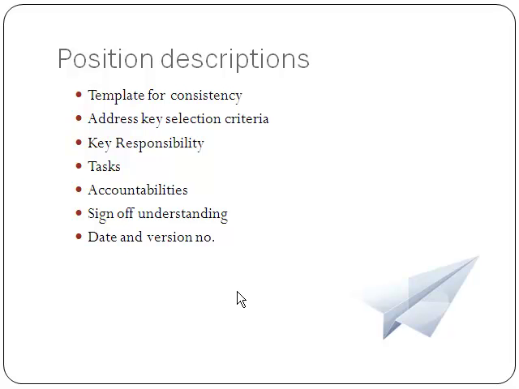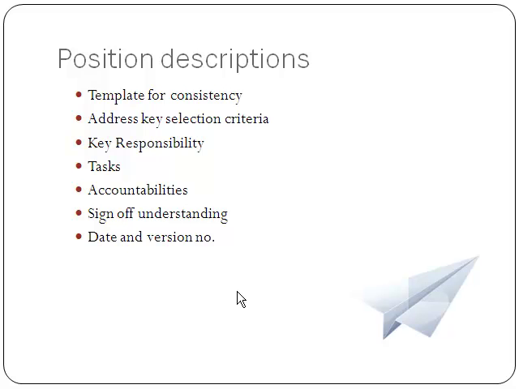Position descriptions. You want a template, and that will make all your position descriptions consistent and you won't miss key areas when you're formulating a new position description. Again, key selection criteria is important. That should be at the end of your position description. On the front page, you want to have a key responsibility. What's the main thing you want them to achieve? Whether it's a generic overview, you can have also what the company overview is. Not all small businesses will go for that. That seems to be more of a larger business thing.